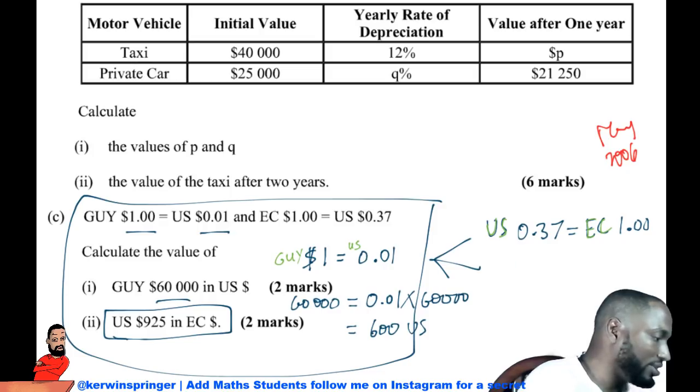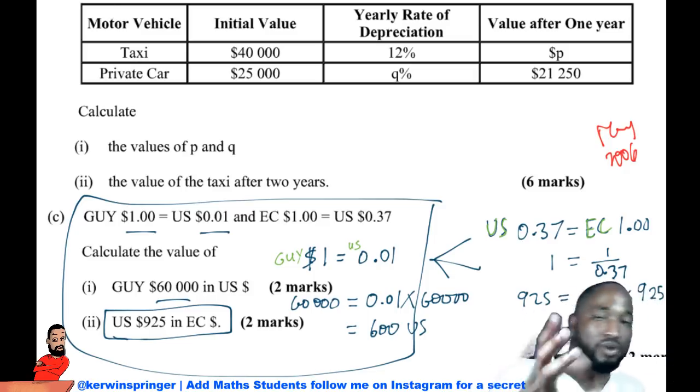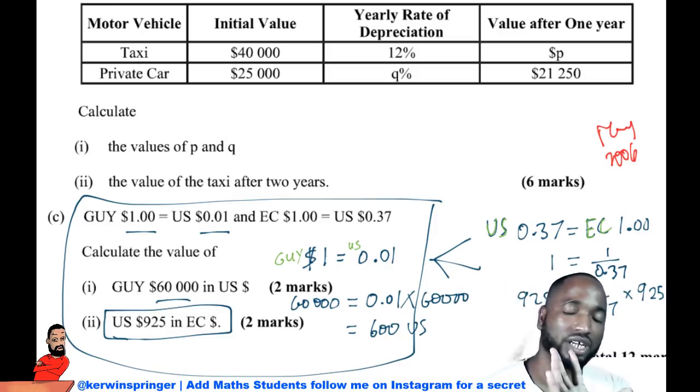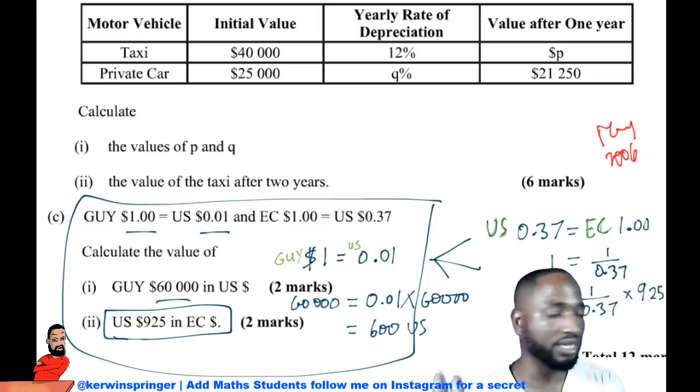So therefore, if you want to work out for 925 US, you can find for 1 and then it'll be 1 over 0.37, right? Or you could have just gone straight to the next line here, which would be 925 equal to 1 over 0.37. I know this question gives students a lot of trouble to grasp what we're multiplying and what we divide. The trick is to find for 1, right? You need to know whether you're working from this side of the exchange rate, or this side. We're working from the US side now because we're going to find how much in EC.